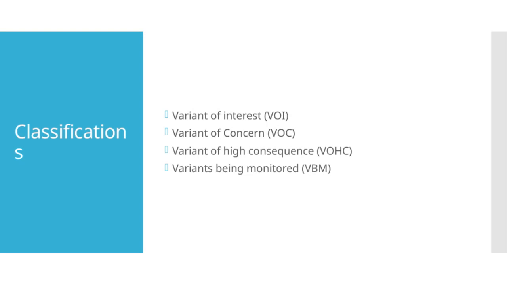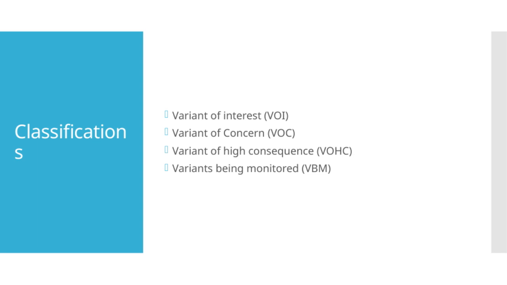Today, I want to talk about the different classifications we use for viral variants. First, we have the variant of interest, or VOI. These are variants that show some signs of spreading or have mutations that might affect how the virus behaves, but we need more data to understand their impact fully. Next, there's the variant of concern, or VOC.